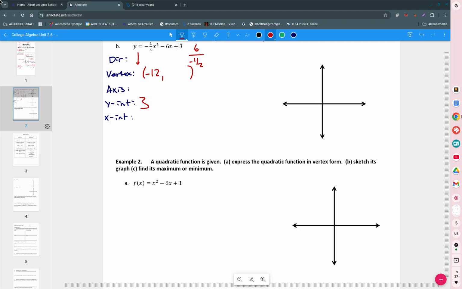This is the -b over 2a. Yep. So there's my vertex for the x value. Once I know the x value, I can state the axis of symmetry. The axis of symmetry is x equals -12. What about the y value? How do we determine the y value?